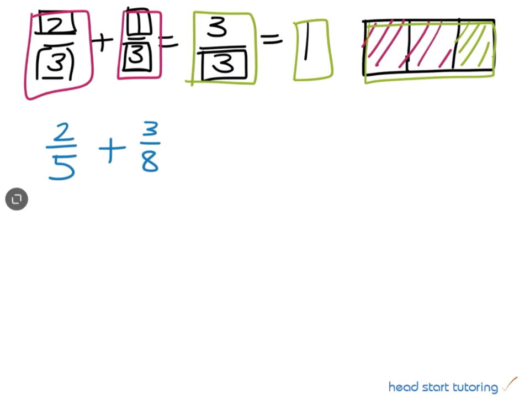5 does not fit into 8, so 8 will not be our lowest common multiple. 8, then 16. 5 does not fit into 16. Then we've got 24, no. Then we've got 32, and then we've got 40. So we know that 5 fits into 40. So our common denominator is going to be equal to 40.